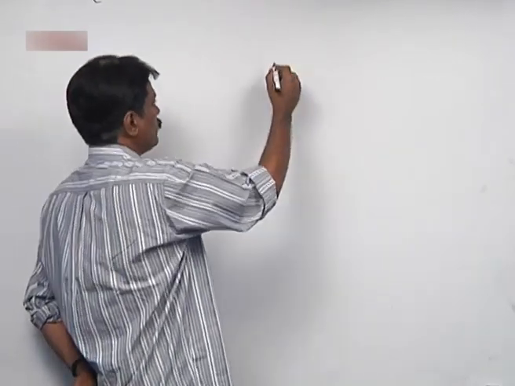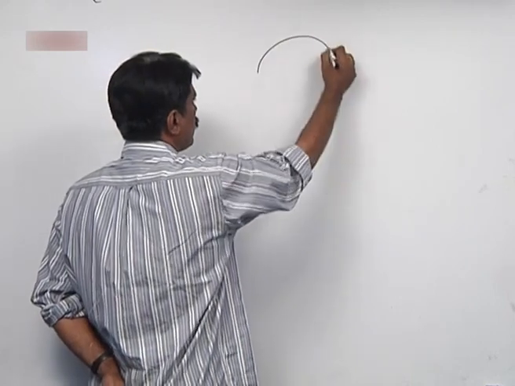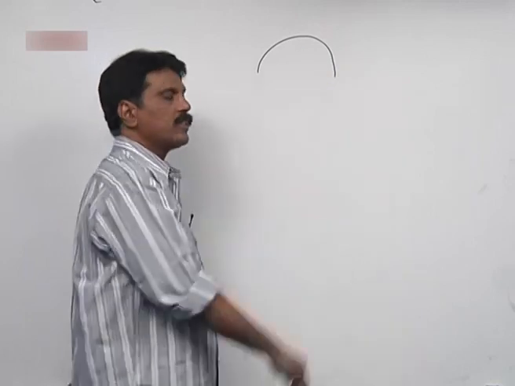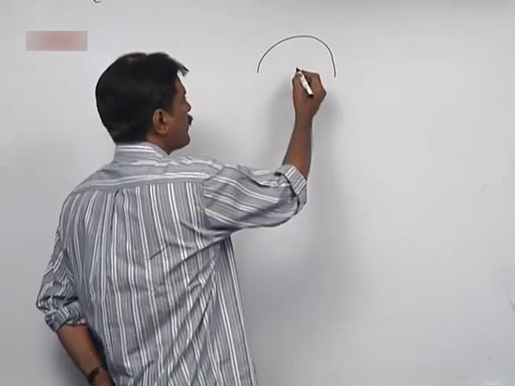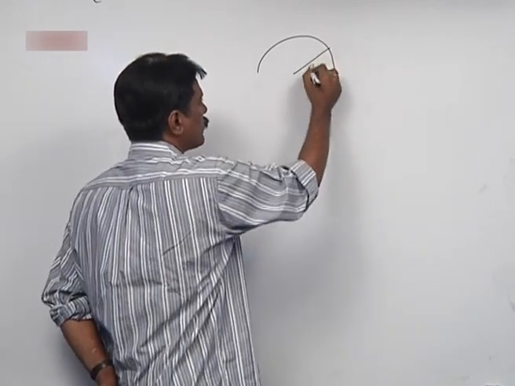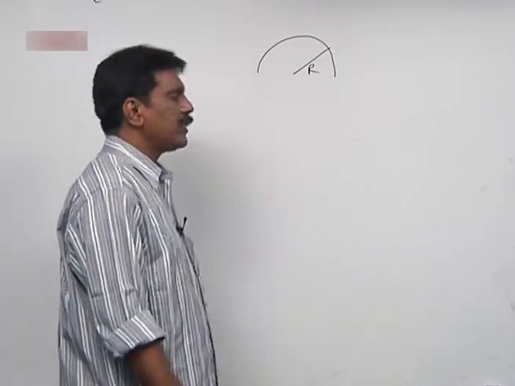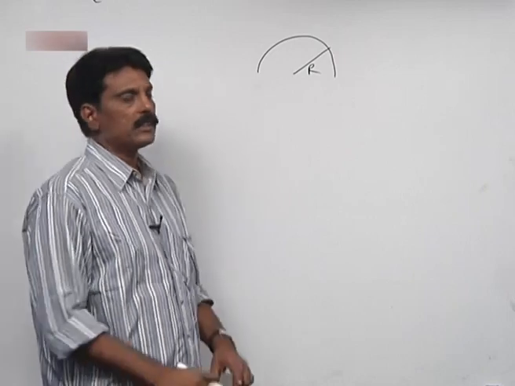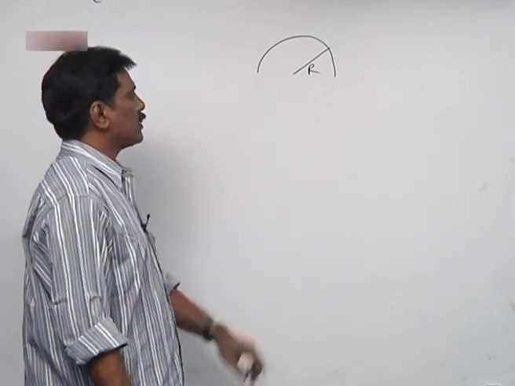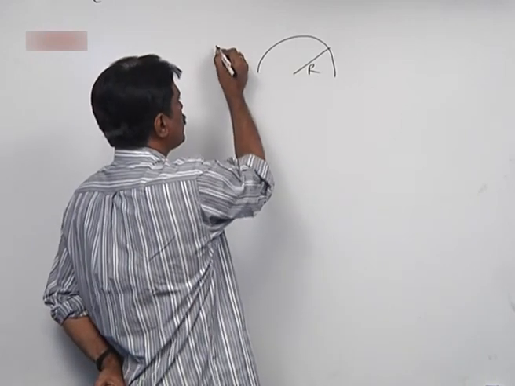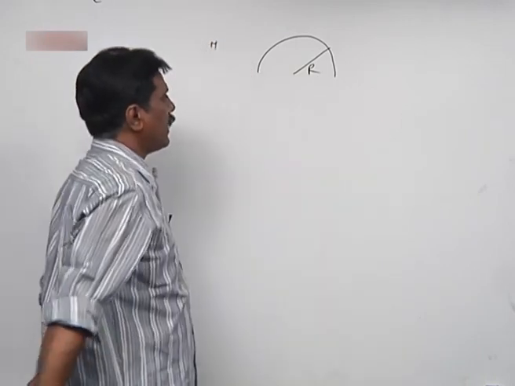Let us take a wire which is bent in the form of a semicircular ring of radius r. Let us try to find the center of mass of this. Suppose the mass of this ring is m.